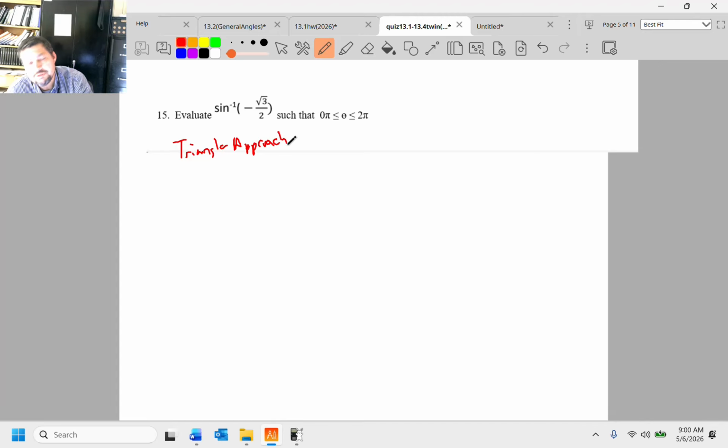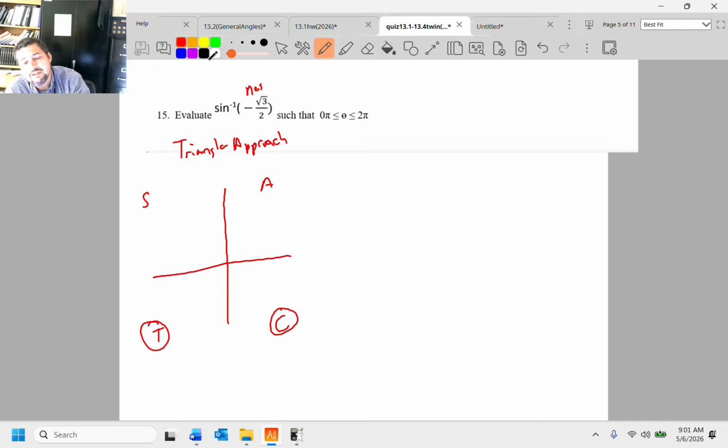And that's just for kids who have not bothered to memorize the unit circle. So the triangle approach is to realize that this is negative. Think about ASTC. Tangent and cotangent are positive, which means sine is negative. Cosine and secant are positive, which means sine is negative. And what we do is we draw triangles in these quadrants.